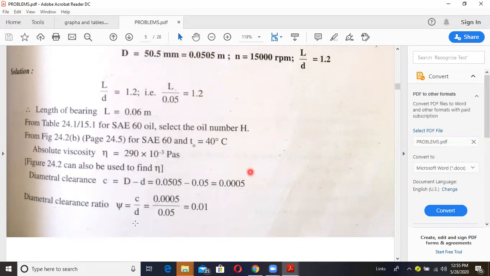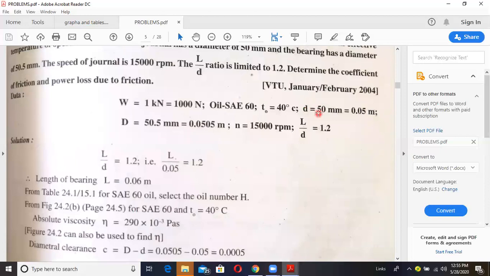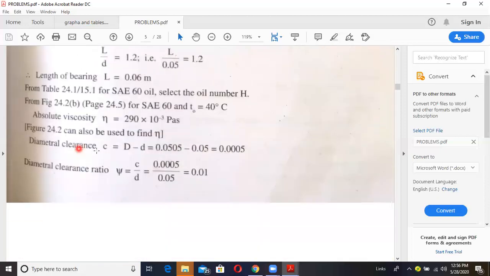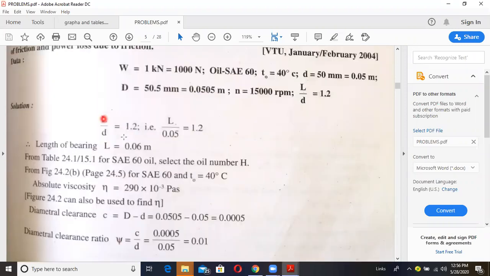Here, the formula to calculate psi is equal to C divided by D. But they have not given C; they have given small d, the diameter of the journal, and capital D, the diameter of the bearing. The formula to calculate the diametrical clearance C is equal to capital D minus small d. We will get C, then substitute here, then we will get the diametrical clearance ratio. Then they have given the L by D ratio, so substitute D, then we can calculate L in meters.